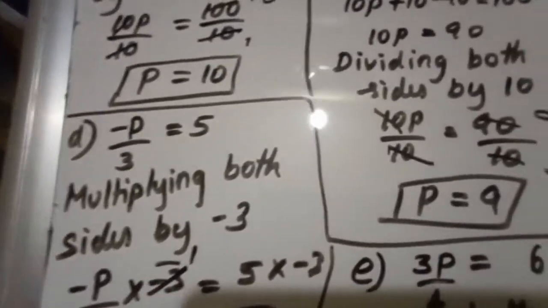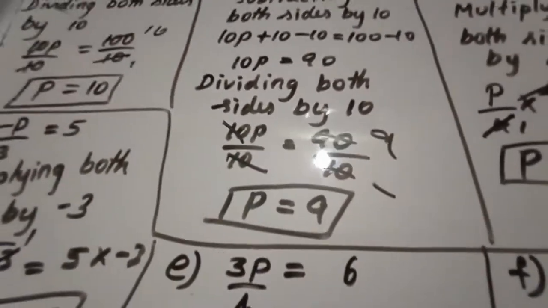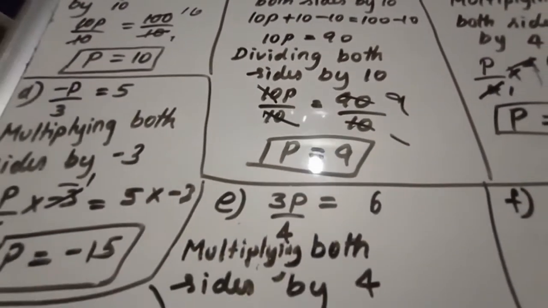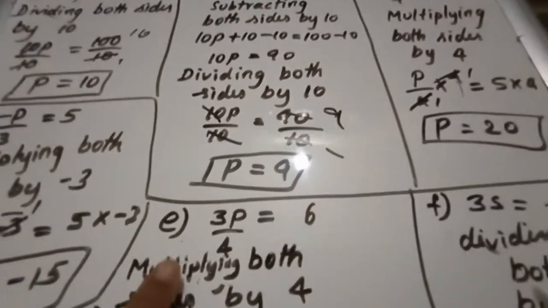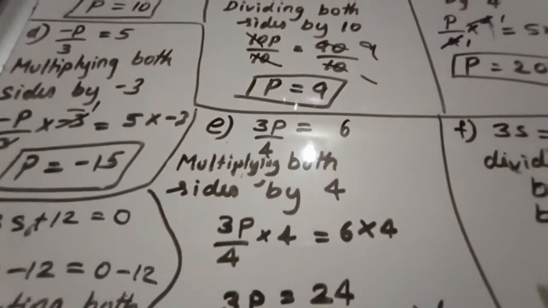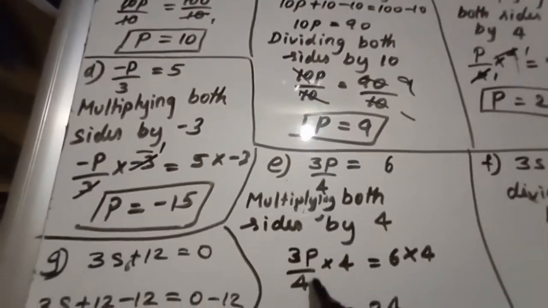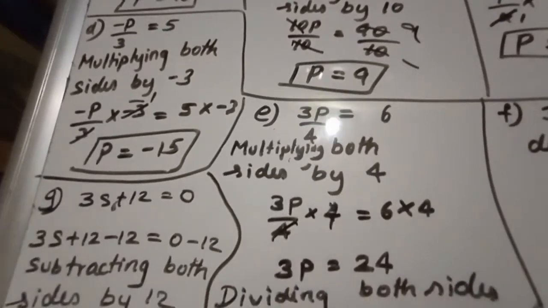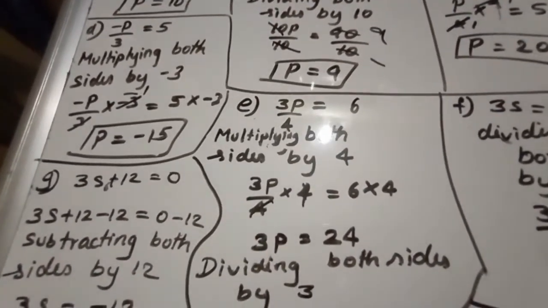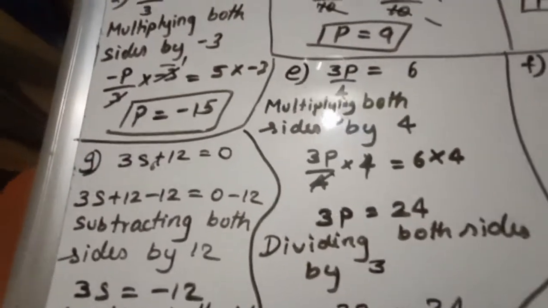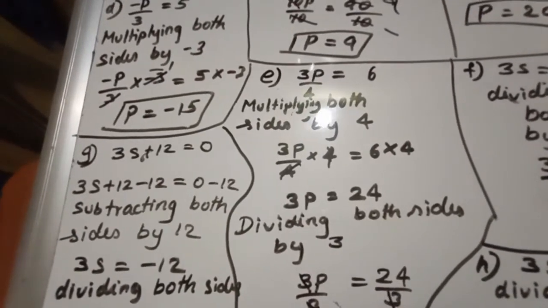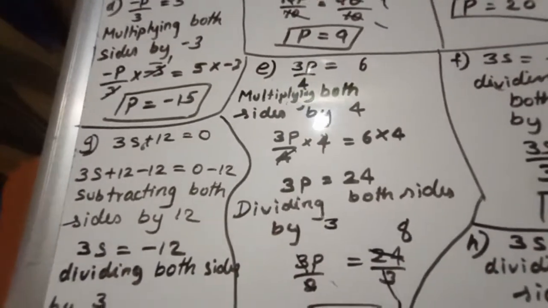Now let us go to the E question. p over 3 is equal to 6. Multiplying both sides by 4. Why? Hope you understood. Here 4 is there to get cancelled. Here 3p, if we multiply, we will get cancelled. 6 4s are 24. If we divide both sides by 3, then p will be left out. 3 gets cancelled. Then p is equal to 3 ones are 3, 3 8s are 24. So p is equal to 8.